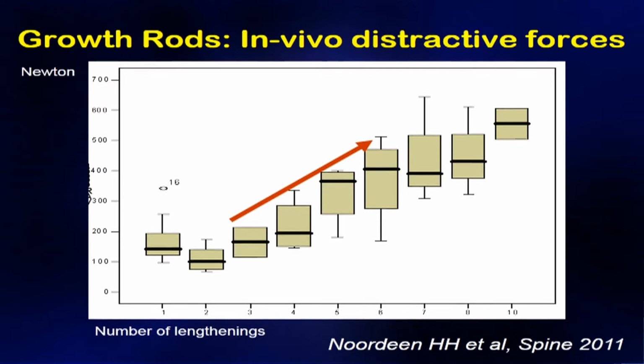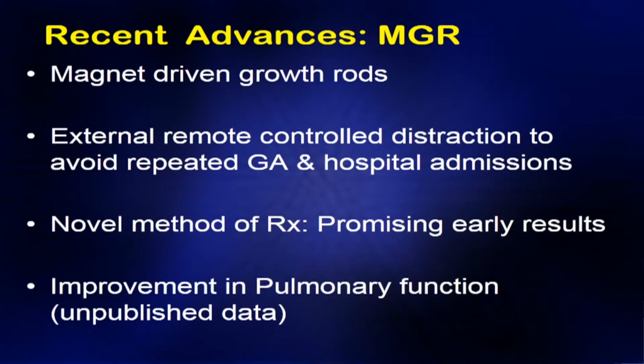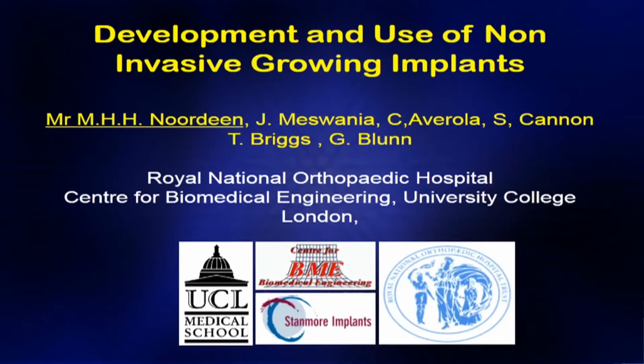So also I want to present some recent advances and my experience with the magnetic growth rod. In this situation, you have an external remote control distraction to avoid repeated GA and hospital admissions. Again, we published our early results in the Journal of Bone and Joint Surgery. And we have also in these patients, particularly in the neuromuscular patients, shown an improvement in the pulmonary function, and we presented this at the last SRS meeting.